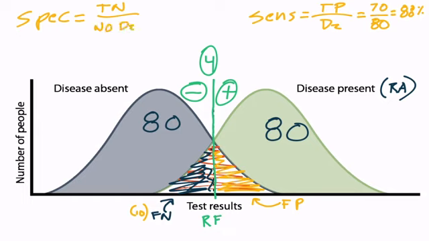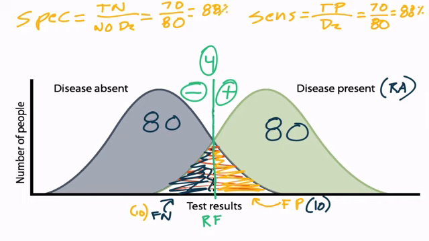Now our not diseased population is still 80, so this would be our denominator. And let's say 10 of these 80 patients tested positive when they shouldn't have. So our false positive number is 10. So what's the number of true negatives? Well, it's 80 minus those 10, so 70. 70 divided by 80 is 88%.